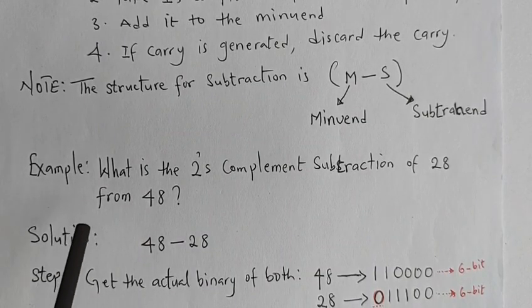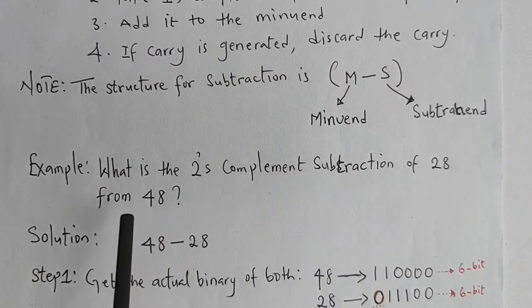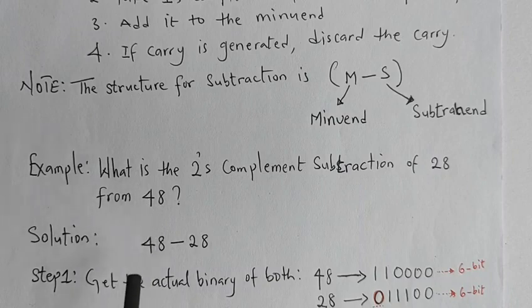The example says: what is the 2's complement subtraction of 28 from 48? So it means that we're going to be subtracting 28 from 48. In this case, 48 is the minuend and 28 is the subtrahend. So that is the first thing you need to do: identify which one is the minuend and which value is the subtrahend. In our case, 28 is the subtrahend. So let's go straight into solving this exercise.